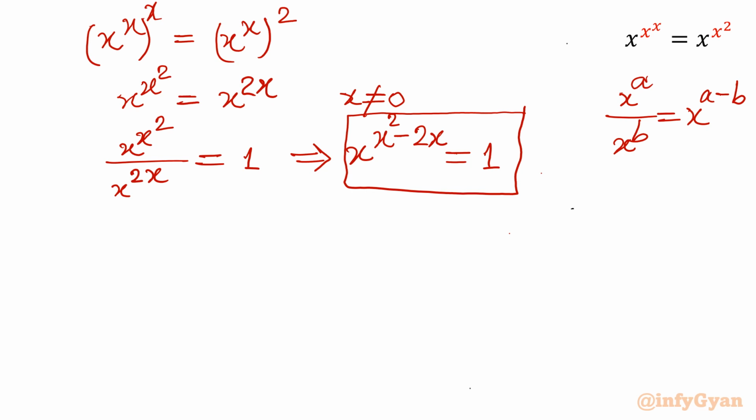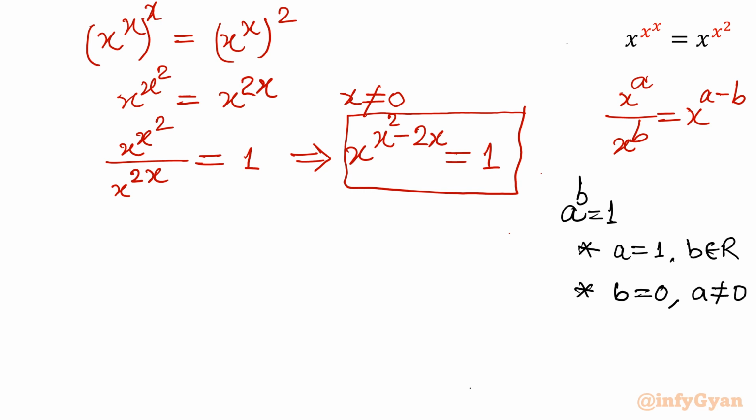Let's write that form, a raised to the power b equal to 1. So there are three conditions. First is a equal to 1, b should be real, its power. Second point, b can be 0. If anything having power 0, that will be value 1. But one more condition is there, that is a should not be equal to 0. Third condition is a is minus 1 and its power should be even. Okay, this is even.